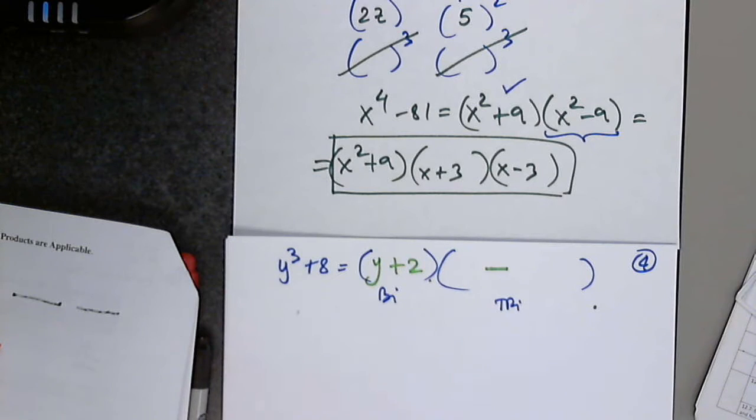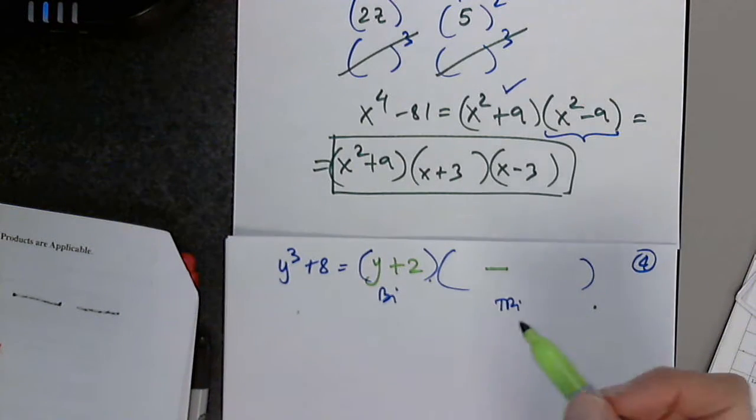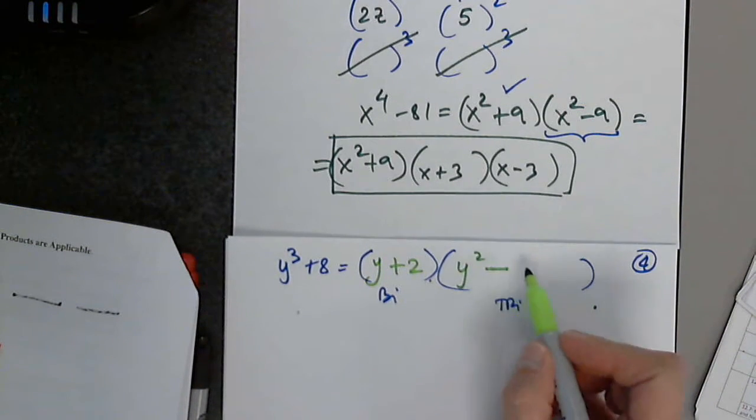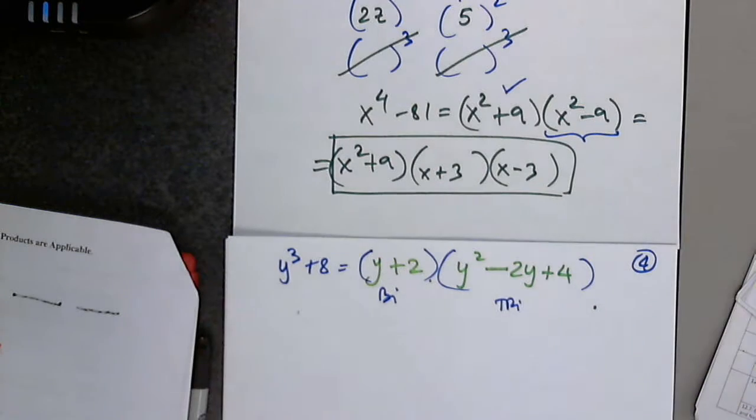The first term is the first term squared. The last term is the last term squared. And the middle one is just their product without multiplying them by 2. So can anyone give us the trinomial? Y squared minus 2y plus 4. That's it. Excellent. Next one.